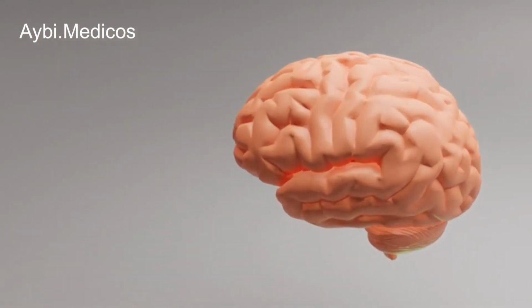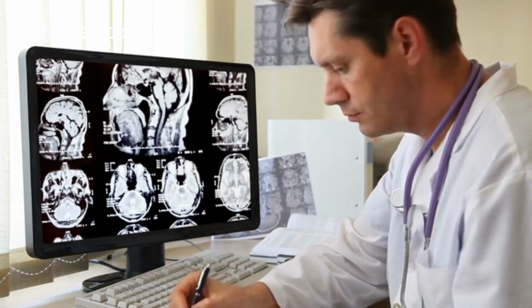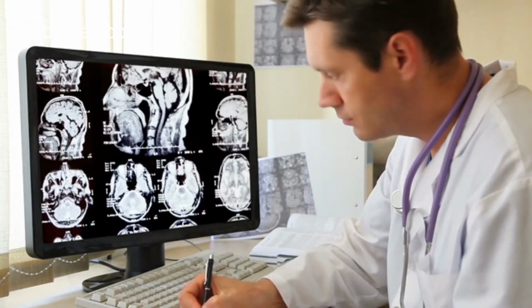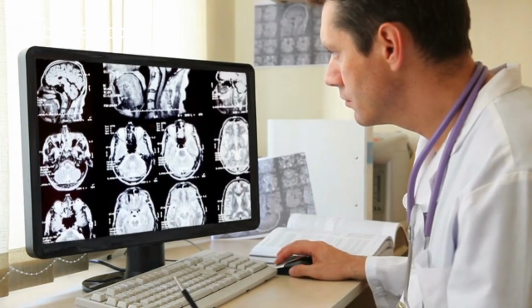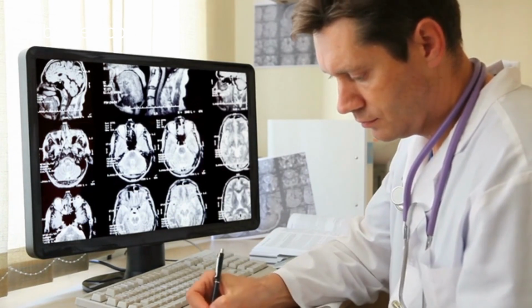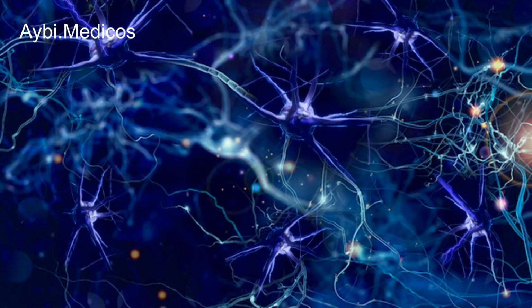1. Preoperative evaluation. Before the surgery, the patient undergoes a thorough evaluation, including medical history, physical examination, imaging scans, like MRI, CT scans, and possibly functional brain mapping to identify critical functional areas of the brain.